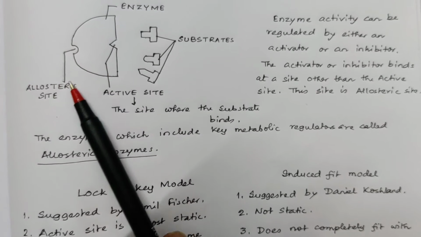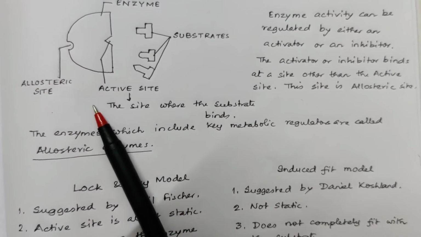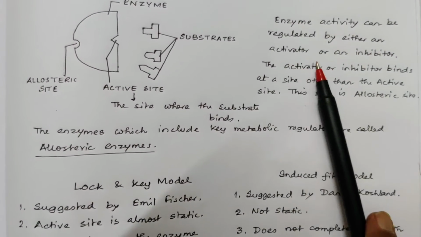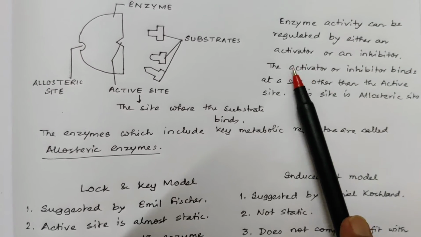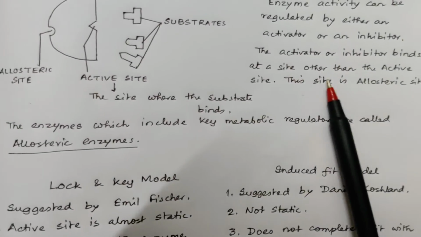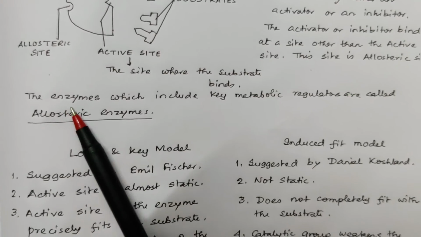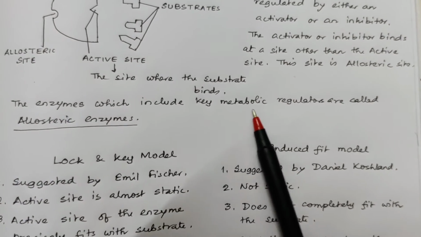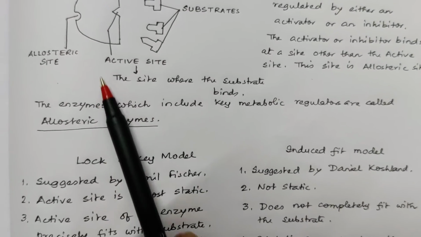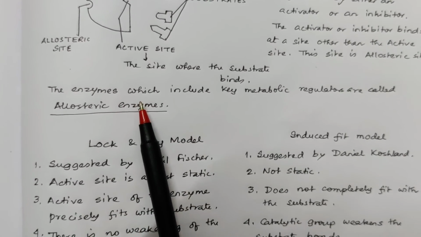The enzymes may have another site for binding the competitors, that is known as the allosteric site. Enzyme activity can be regulated by either an activator or an inhibitor. The activator or inhibitor binds at a site other than the active site. That site is known as the allosteric site. The enzymes which include the key metabolic regulators are called allosteric enzymes. So if any allosteric site is there, then that particular enzyme is called an allosteric enzyme.